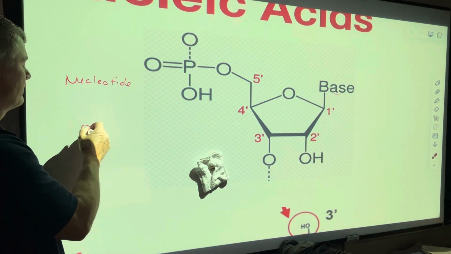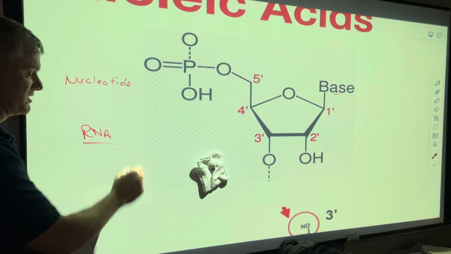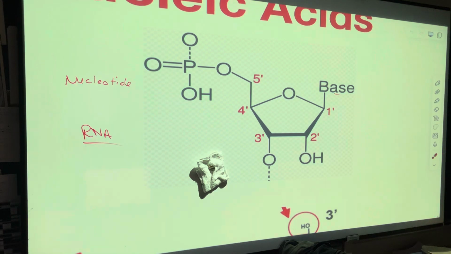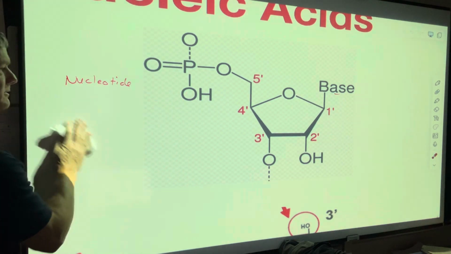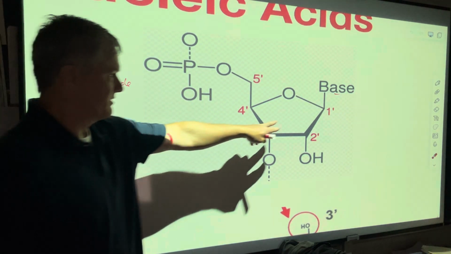Remember, RNA is expendable. It's cheap to make. The body can get rid of it, but you can't get rid of your DNA. So it never uses DNA in this case. It's always going to use RNA to express. That's why.